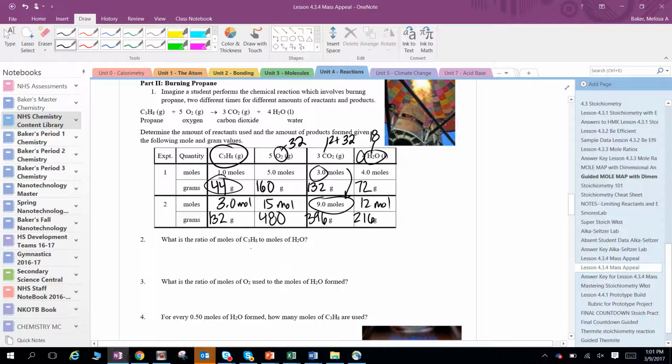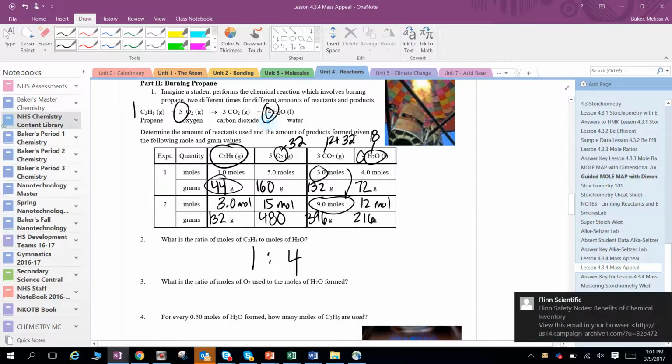So what is the ratio of C3H8, there's a 1 out front, to 4? 1 C3H8 produces 4 moles of water. How about the ratio of oxygen to water? That would be a ratio of 5 to 4.